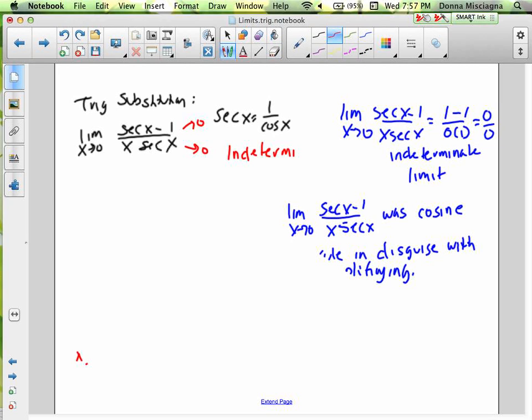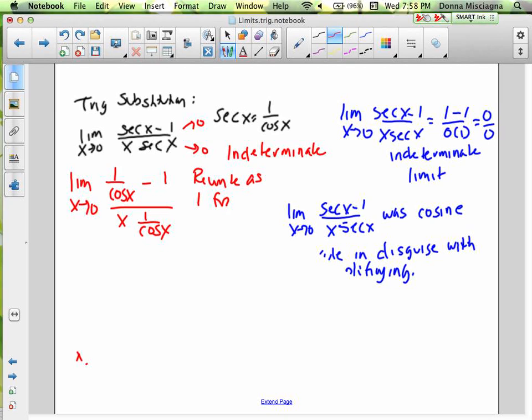And one that might work is rewriting this as a fraction. So we have the limit as x approaches 0. We'll change secant x to 1 over cosine x minus 1, all over x times 1 over cosine x. All right, so let's make this one fraction. I'm going to rewrite as 1 fraction. All right, so that's going to give us the limit as x approaches 0.